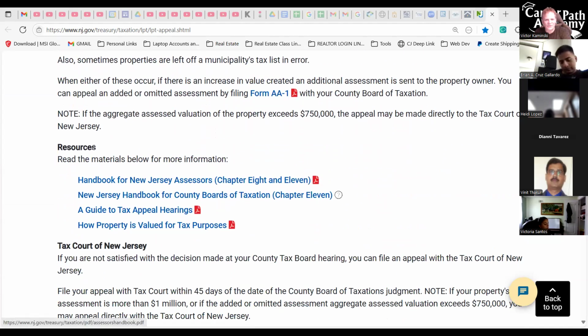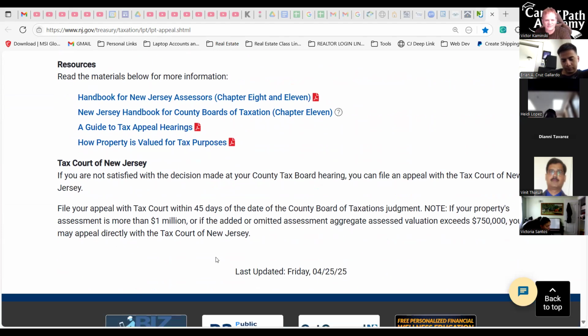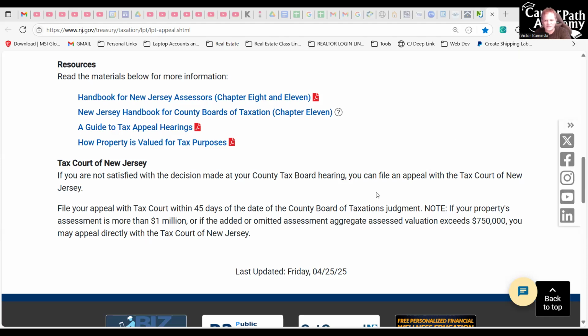So here's also on the same place, you got resources: a handbook for New Jersey assessors, New Jersey's handbook for county tax boards, a tax appeal guide and hearings. That's good for us, and how property is valued for tax purposes. Now, they did not update this yet, it looks like. Let me see. If your property is assessed at more than $1 million, it's considered a mansion, even if it's just raw land with no building on it.